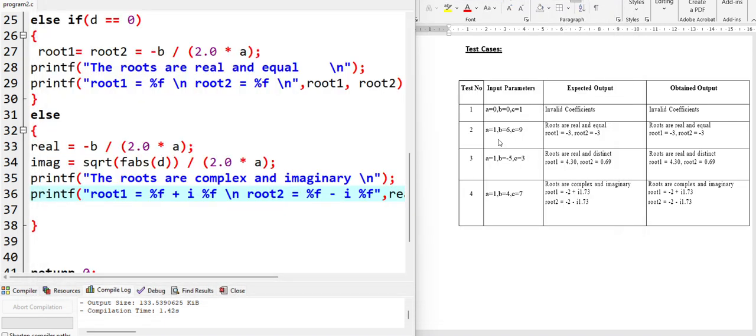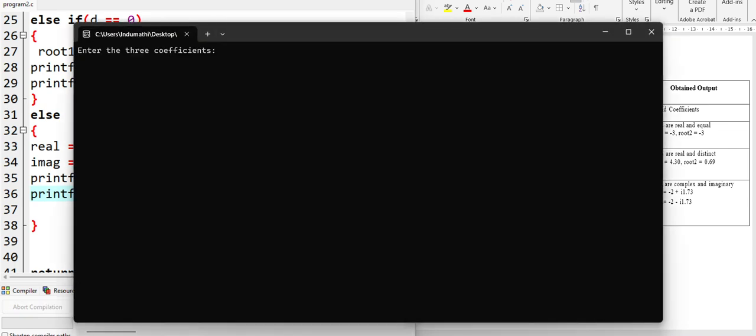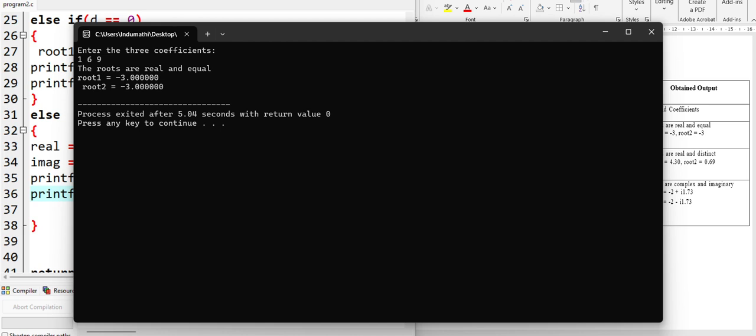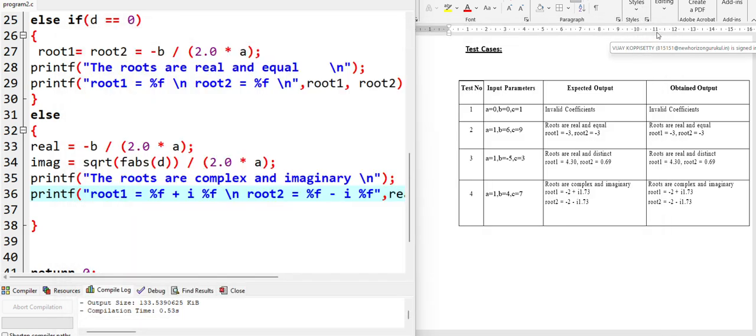So what is next one? Next one is A equal to 1, B equal to 6 and C equal to 9. What it has to give actually with these values, if you calculate on the paper, you get these as real and equal roots. You can try with it. So now we will execute and see 1, 6 and 9. So 1 space, 6 space, 9. See here the roots are real and equal. Those are minus 3 and minus 3. Right?